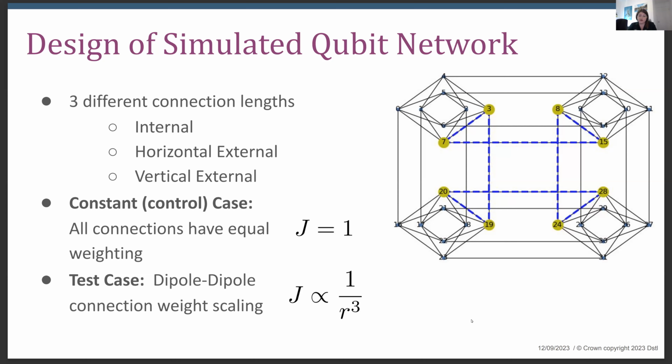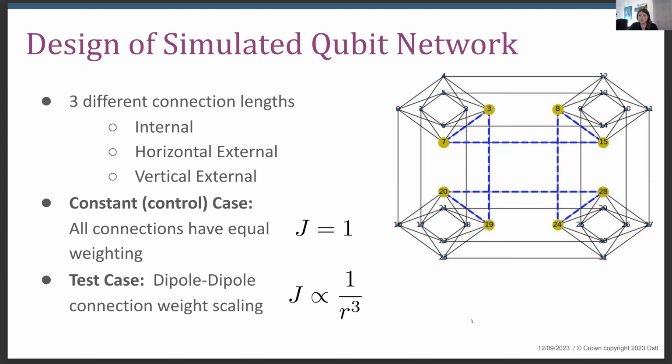So in the model we chose, which is on the right-hand side here, we use these 8 qubits, and these represent 3 different connection lengths. You get the internal connection lengths, such as the one between 3 and 7. You get horizontal external connections, such as those between 7 and 15. They represent the longest ones in our network. And we get vertical external connections, such as between 3 and 19.